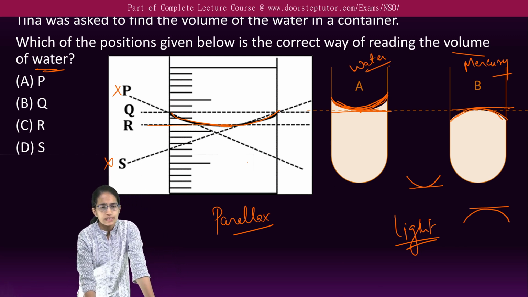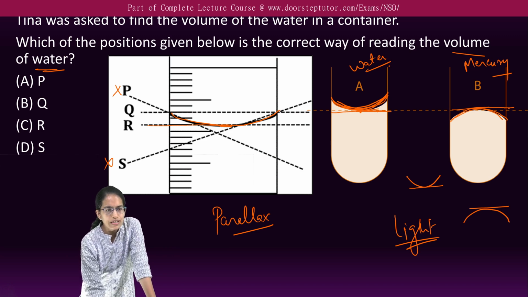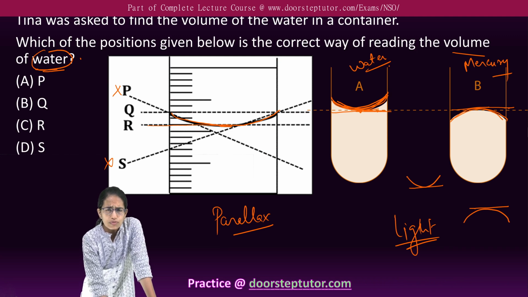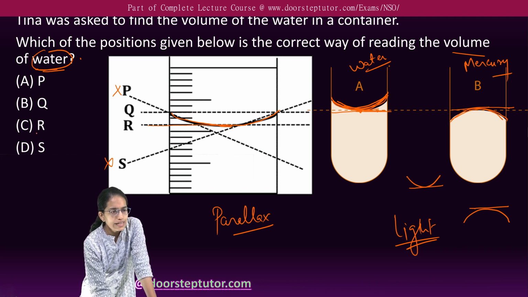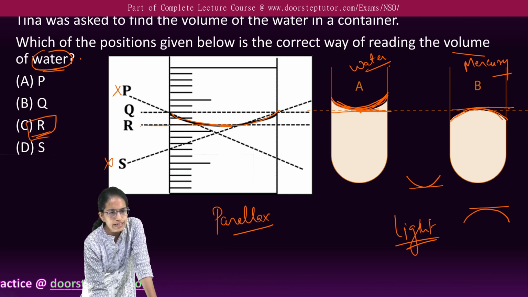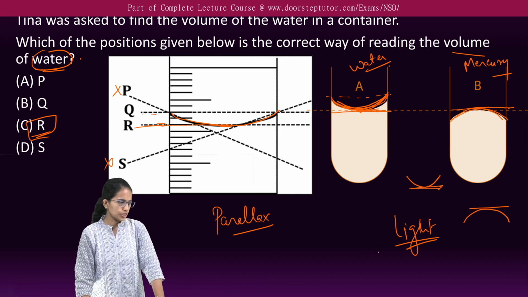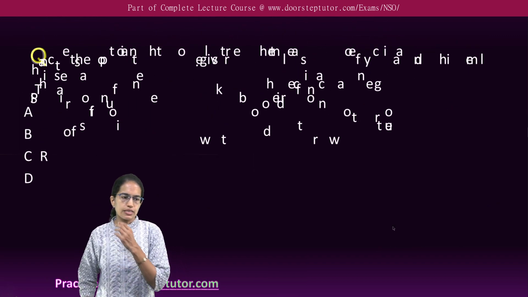Clear? So in this case, usually we take water. So here it is clearly given water. If not given, we assume it's a normal liquid. And in that case, R would be the right level, not the Q, not from the top. We won't read at this position because there would be higher errors. We would read at a lower position, right? So R would be the answer in this case.